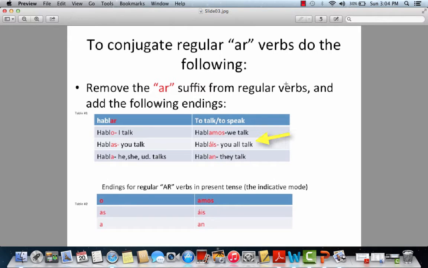The ending Is represent the vosotros form, habláis, you all talk. And the ending AN represent the third person plural, the they form, hablan, they talk, or you all talk, which is the ustedes form. This is how you conjugate AR verbs in the present tense.